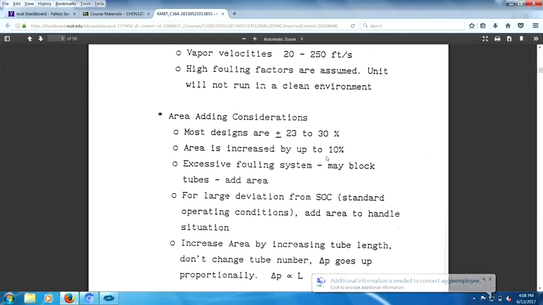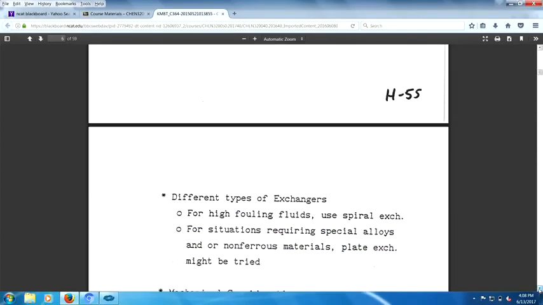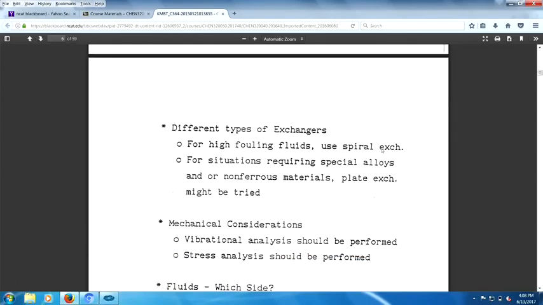If you increase area by 10%, nah, you don't want to do that. Excessive fouling factors may block tubes. You need to add to standard operating conditions, add area to handle the situation. Anyway, adding area considerations. High fouling, you want to use a spiral heat exchanger. We haven't talked about those, but that's fine. We're going to talk about them later.